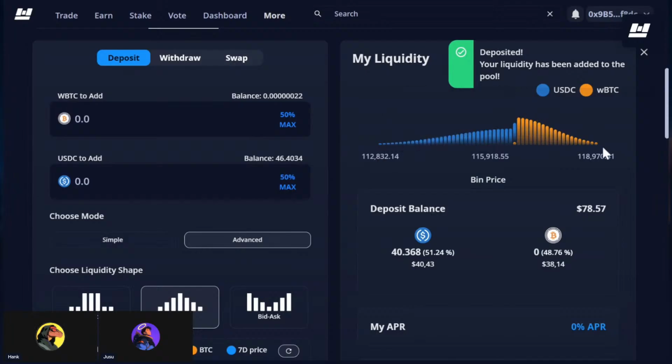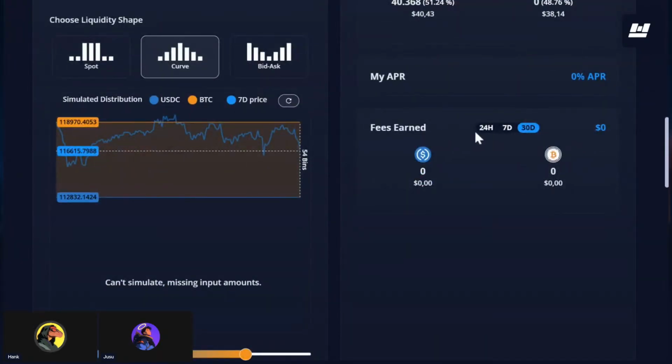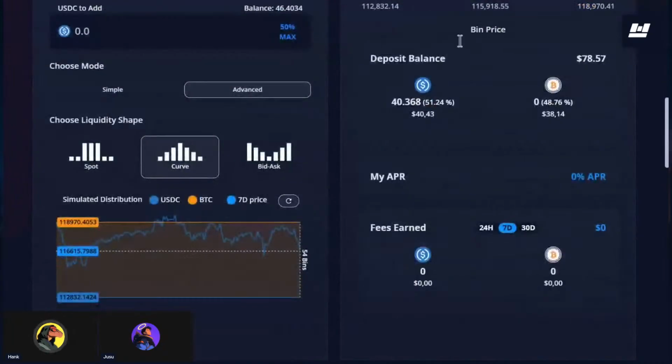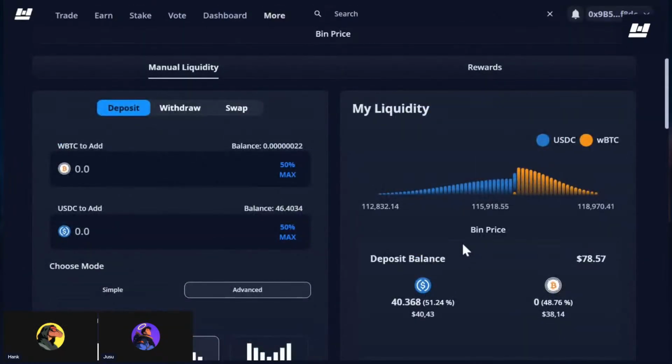I can see now my allocation here. I can see all the different bins. I can see the deposit, how much is in Bitcoin, how much is in USDC, and then I will see here the fees earned over time and my APR. Okay, this is nice. Okay, perfect.